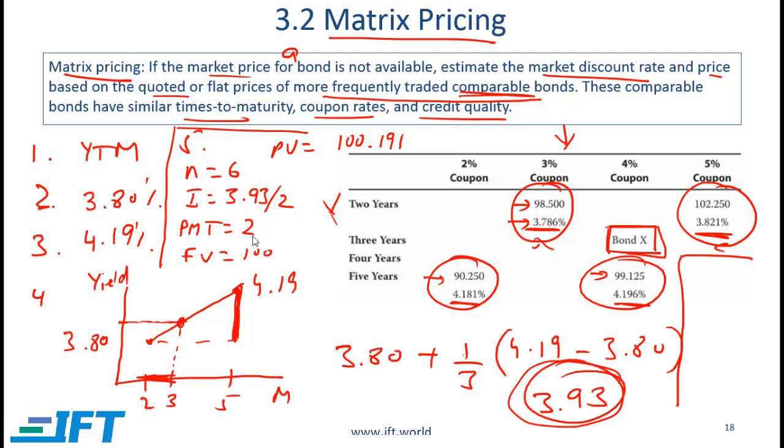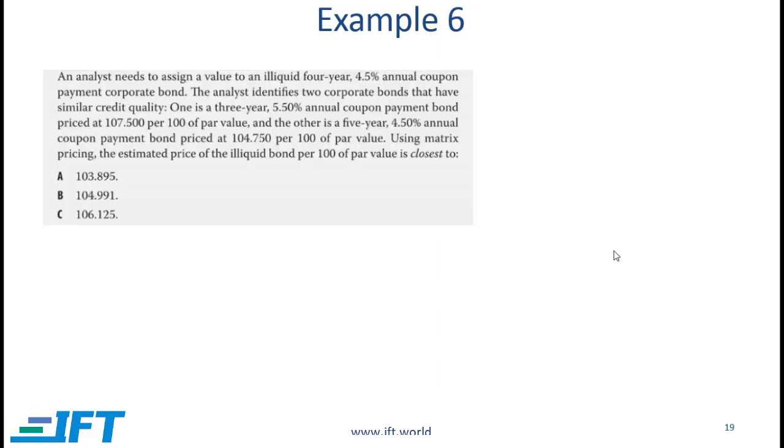Payment is 2 because the coupon rate is 4% per year. Every 6 months the coupon payment is 2. Assuming a par value of 100, plug in these numbers and you get a PV of 100.191. So this is the process. It looks long, but it is fairly straightforward. All we are doing is taking numbers from comparable bonds and using those numbers to come up with the best estimate for bond X. Let us do example 6, which will illustrate this concept.